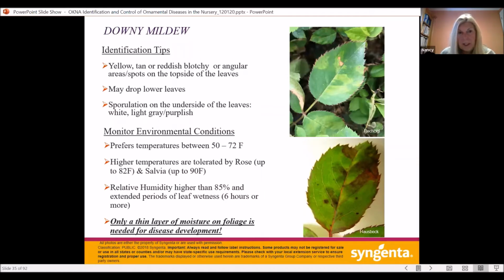Usually the sporulation is seen on the undersides of these areas that are discolored. And if you flip the leaf over, you'll see the mycelium, maybe kind of a white, gray color, or purplish, depending upon what the plant is. Generally, downy mildews prefer cooler temperatures. So this is a problem that we look for in the spring and early summer, rearing its head. You can also have issues with it in the fall.